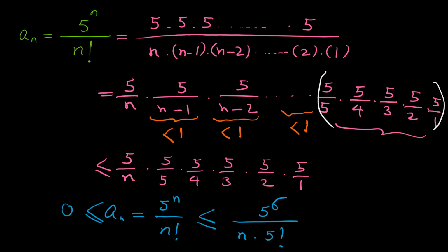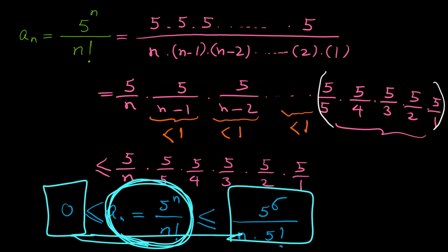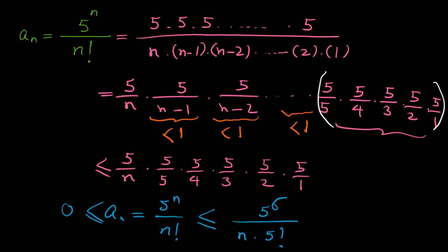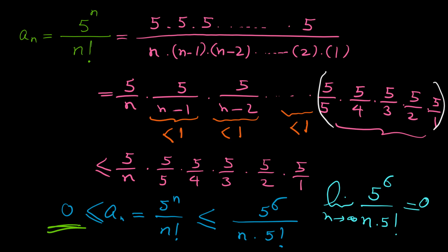Now I want to use a squeeze or sandwich theorem. Our idea is to find the limit of this sequence, but because finding the limit of this sequence is complicated, we are going to find the limit of the left side and the limit of the right side. The left side is 0, and so its limit is also 0. But what is the limit of the right side? The limit of this expression, 5 to the 6 over n times 5 factorial, when n approaches infinity is also 0. So the limit of the right side is 0. The left side is always 0, so its limit is also 0.